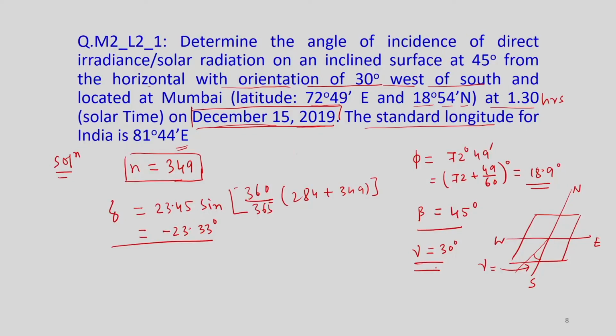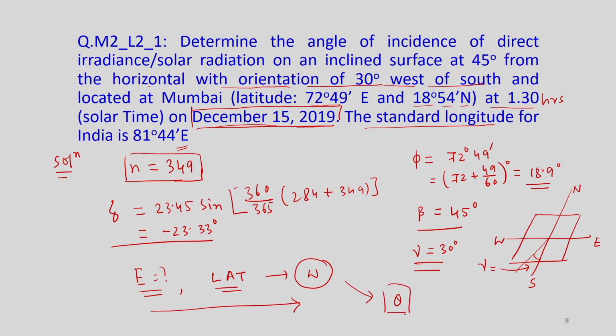So, now what we will do, we will calculate the value of theta. Before we calculate the value of theta, we need to calculate what is the E value. Once we know E, then we will calculate the local apparent time. Once we know local apparent time, then we will calculate omega. So, this way we will proceed, and finally, we will calculate theta. So, how will we calculate now?